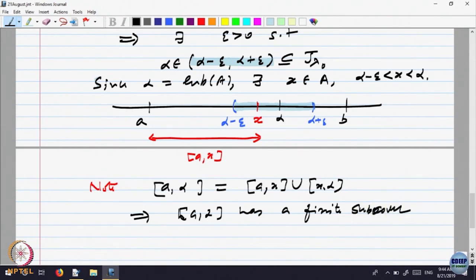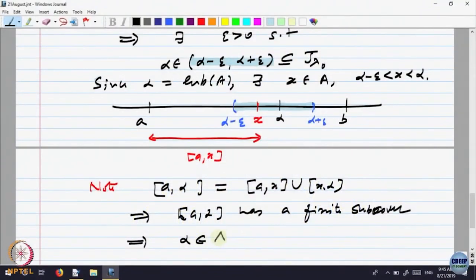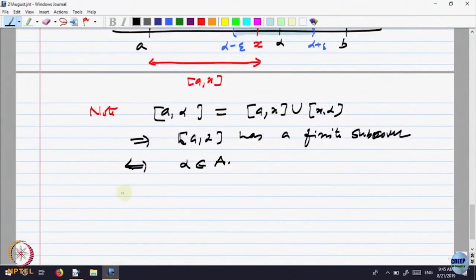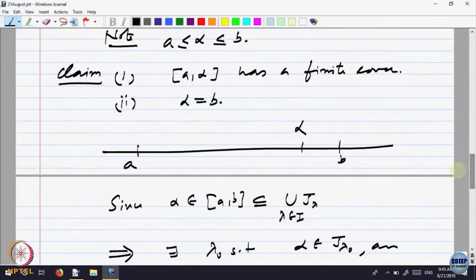Because A to x has a finite subcover by definition of x in A, and the interval x to alpha is covered by one of those, the J lambda naught that we have selected, right. So, put together it is a finite subcover of A to alpha. So, that implies alpha belongs to A, right. That means A to alpha has a finite subcover. That is what we wanted, that is equivalent. So, this proves claim 1. So, what was claim 1? We wanted to show that A to alpha has a finite subcover. The claim is that alpha has to be equal to B, right. That will complete the proof.